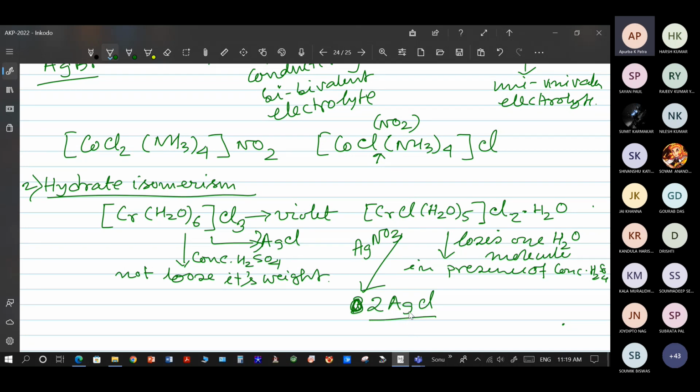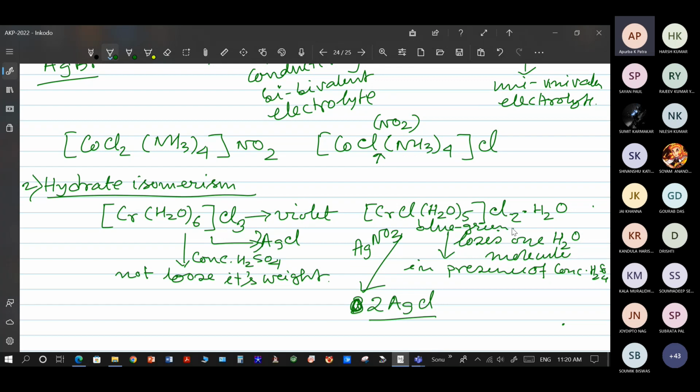G4 frit, and then that frit will obviously be weighed before and after filtration. After properly drying, you can weigh that one, and how much silver halide precipitation occurs, you can get some idea out of that, whether 2 equivalents of silver halide or 3 equivalents of silver halide precipitated out. So these are the differences, and you can see this one is blue green in color.